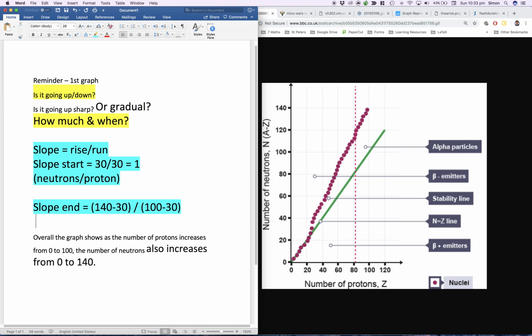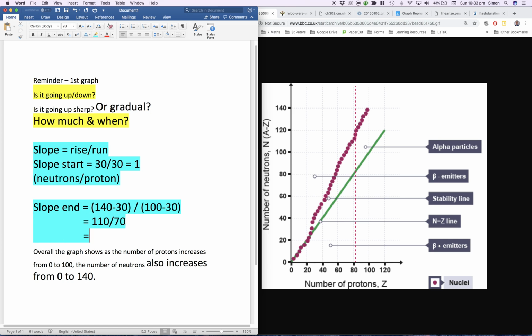Okay, let's see where that takes us. So I'll do a little working here. 140 becomes 110 divided by 70. And then I can put that into a calculator, which I have off camera. I get a slope of 1.57. I'll round it off there. What's the unit? It's going to be rise over run, so I'm going to take the unit from here. So neutrons per Z. There we go.